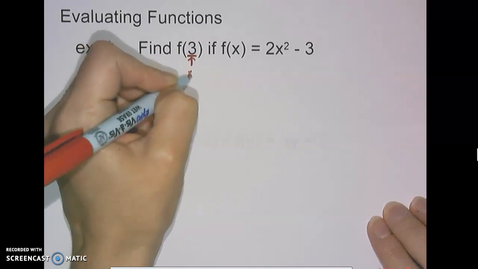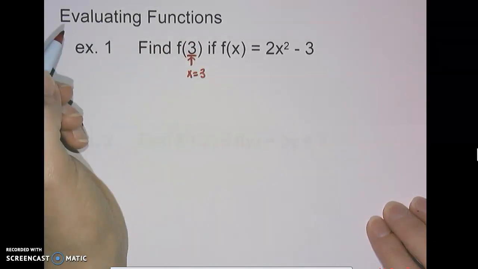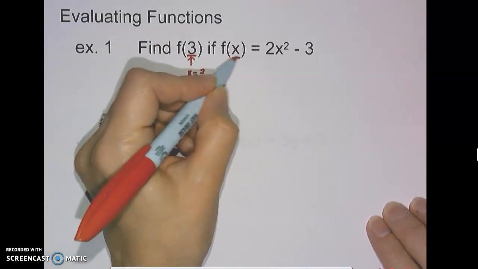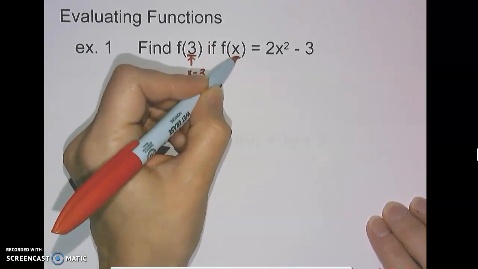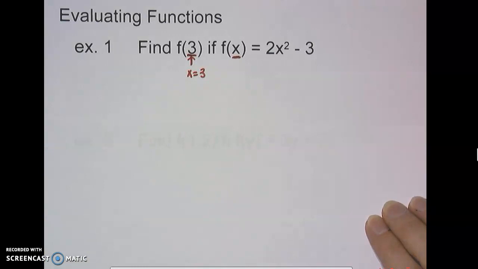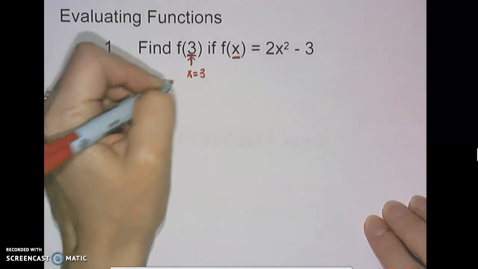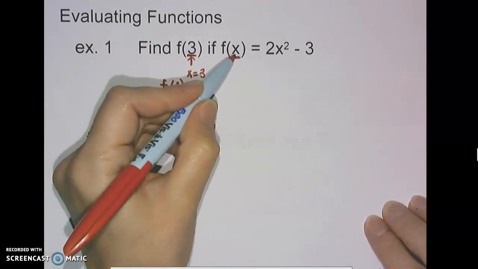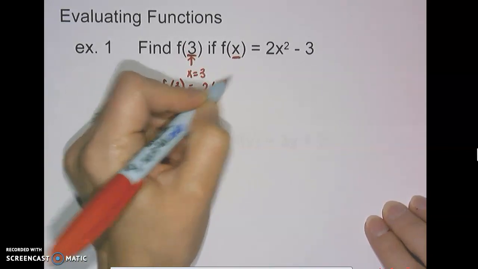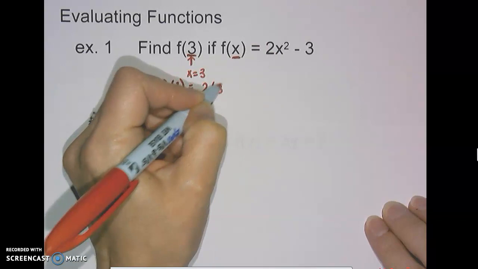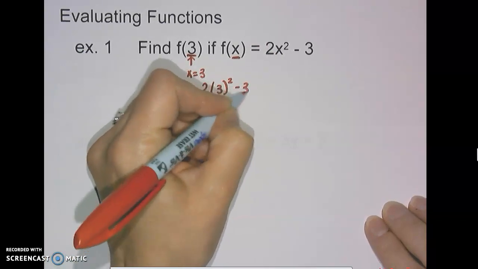This number inside the parentheses is going to tell us what we're supposed to be substituting in for x. It is exactly the same place where this variable is. So that means everywhere we see an x, we're going to substitute in 3. So f of 3, instead of saying x, we're going to substitute in that 3. We would have 2, again, instead of saying x, we're going to plug in 3 squared minus 3.